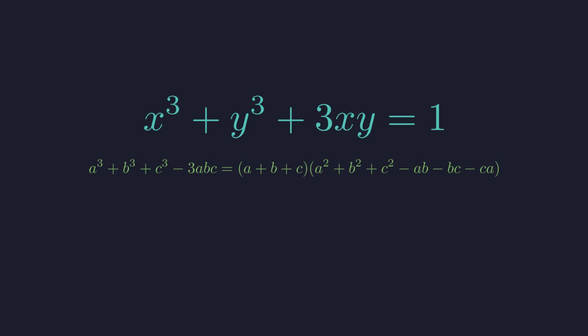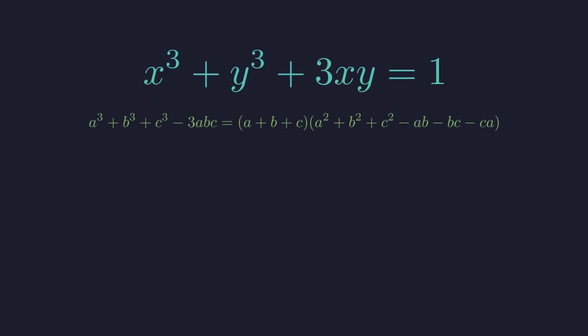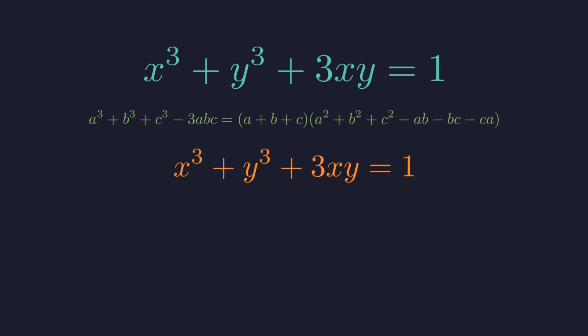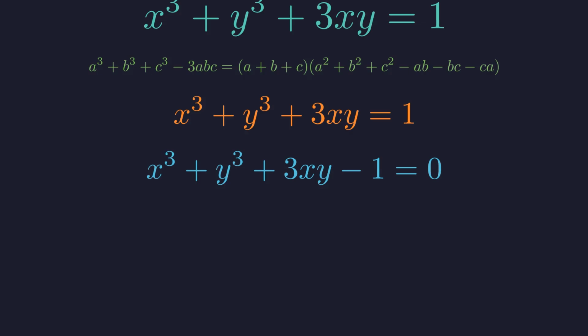Here's a powerful algebraic identity. The sum of 3 cubes minus 3 times their product can be factored. This will help us break down our equation. Let's write our equation again and see how we can use the identity. Let's start by moving the 1 to the left side, so everything is set equal to 0. This matches the form of our algebraic identity.